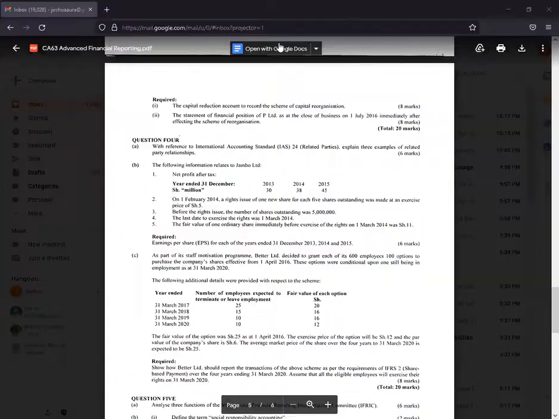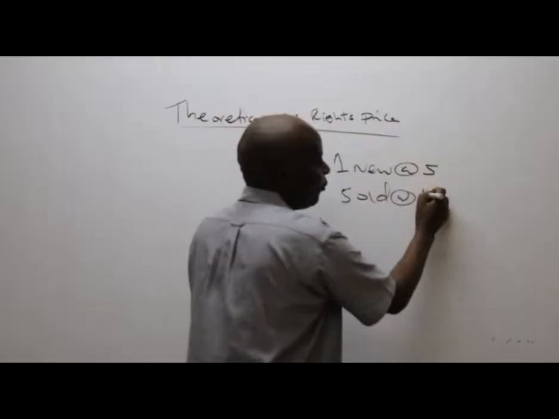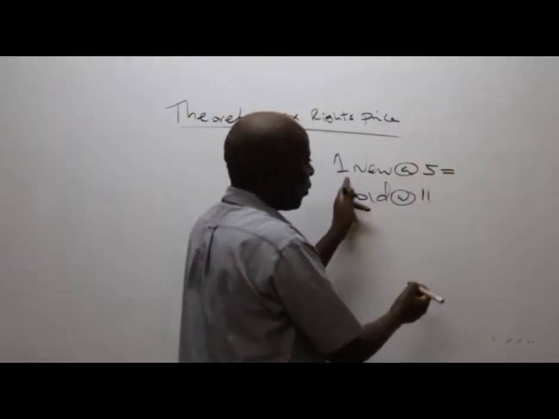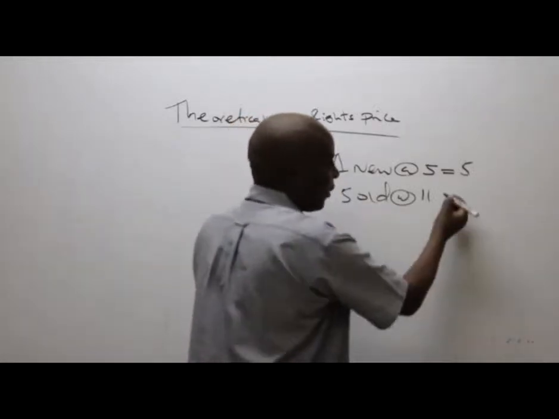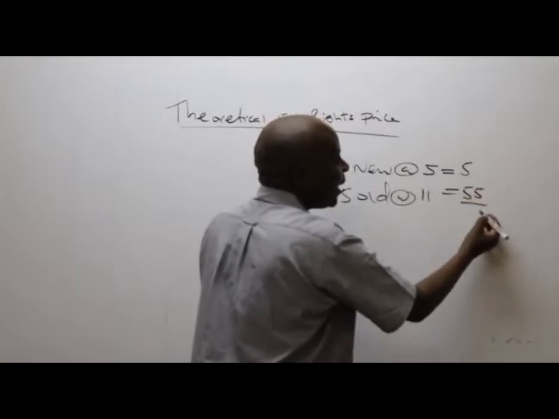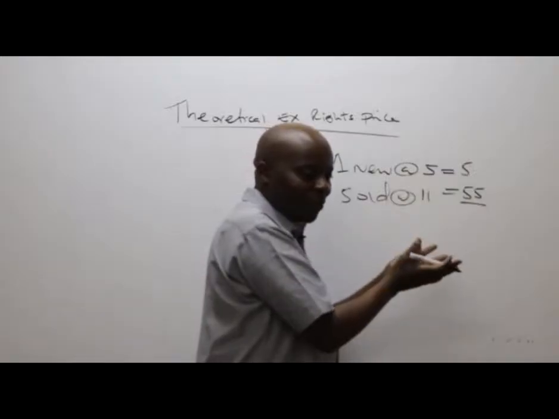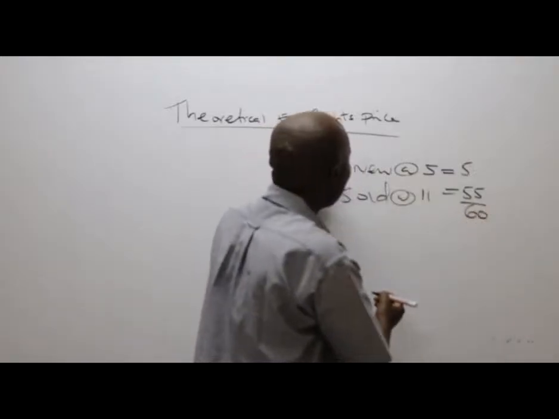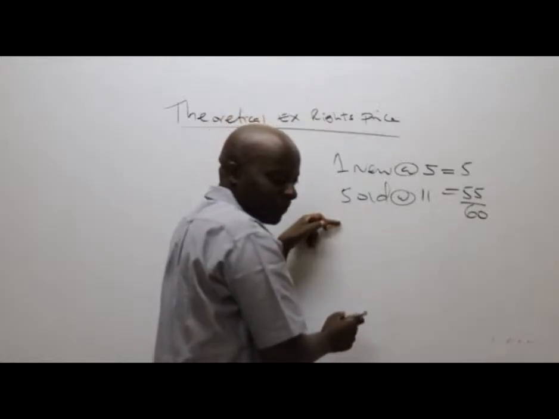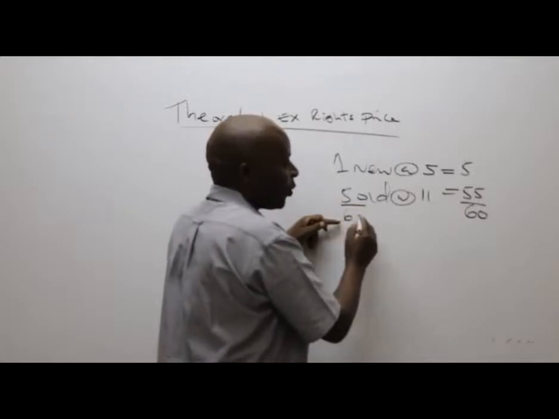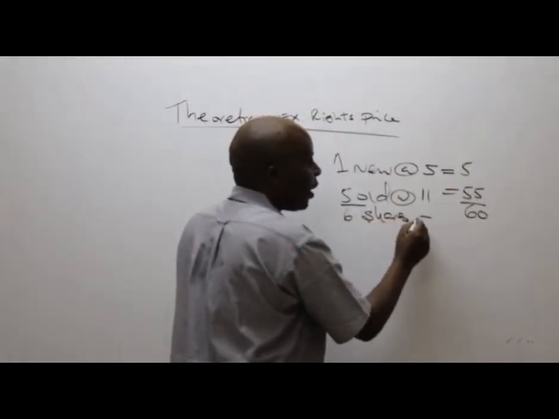So ladies and gentlemen, listen to me very well. 1 new is 5. 5 old, each one is going for how much here? Somebody said 11. So could you kindly multiply this? 1 times 5 gives me 5. 5 times 11 gives me how much here? Somebody said 55. So the total bundle here will be worth 60. But how many shares do we have which are equivalent to this? In total, 6. So we are saying that 6 shares are worth 60 bob.